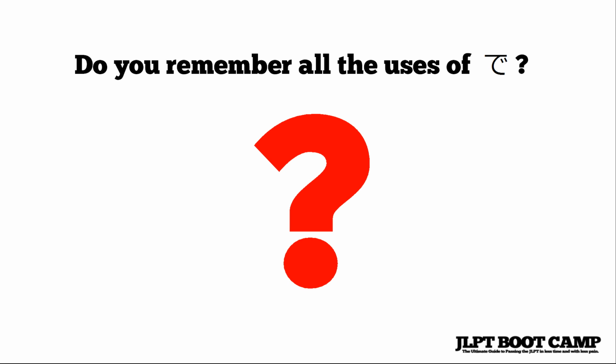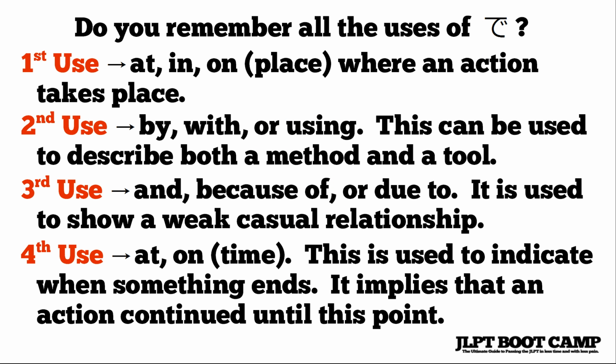All right, do you remember all of the uses of de? There's 4 of them. Do you remember them all? Let's go over them one more time before we finish here. First use, at, in, on, place, where an action takes place. Again, you cannot use it with verbs of existence, aru or iru. Usually, there's some situations that you can, but for the most part, if something is not doing something, you can't use de. It has to be an action taking place in a particular area.